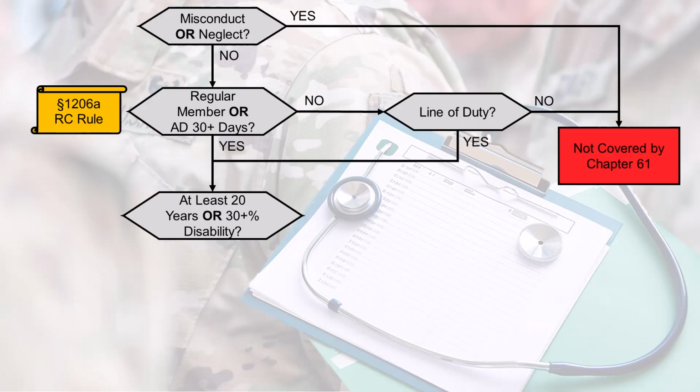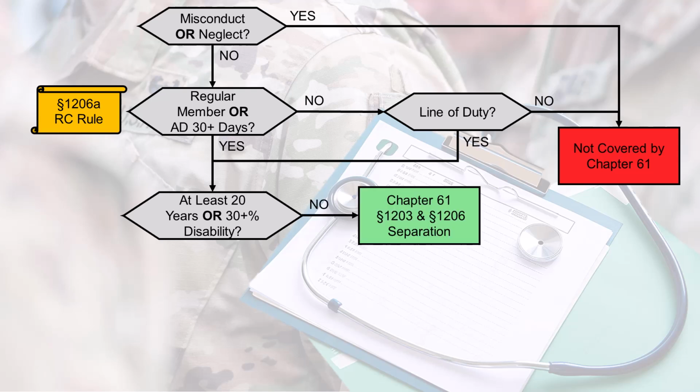Okay, the next question boils down to, does the service member have either 20 years or more of service, or do they have a disability of 30% or greater? If neither of those factors are true, then Chapter 61 sets them up for separation, either under Section 1203 for the regular Army guys, or 1206 for the reserve component guys with less than 30 days.